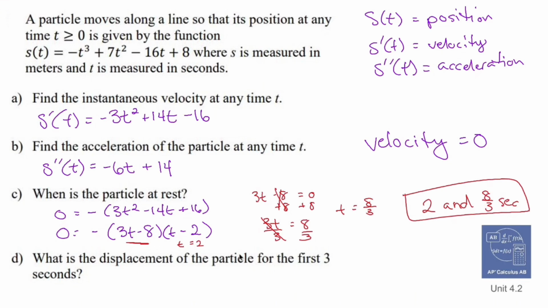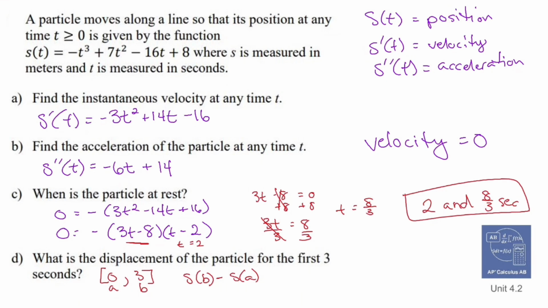Now, displacement of the particle for the first 3 seconds, what does that mean? Well, that just means where is your guy after 3 seconds? Where does it travel? The way you do that is, if you were to have an interval, in our case, the interval is from 0 to 3. If I label you A and B, I am finding S of B minus S of A. In other words, where am I at 3 seconds? Where am I at 0 seconds? Subtract the one from the other.